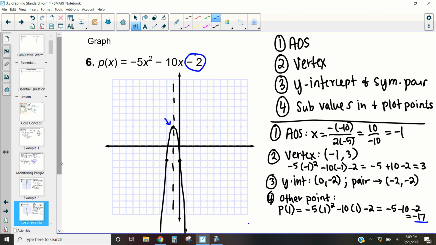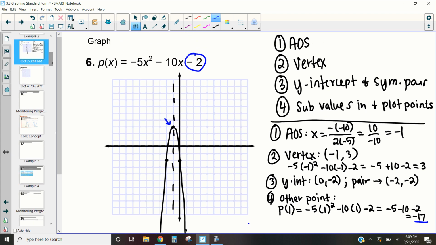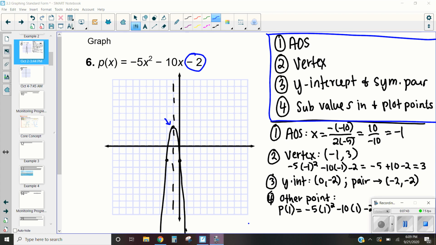So that is a quick review on how we are going to graph these. So remember, we have these steps here. We're going to start by finding our axis of symmetry. Then we're going to find our vertex, and we're going to graph our vertex, draw our axis of symmetry, then figure out where our y-intercept is, plot it, then figure out its symmetric pair. So what's the other one that's the same distance away? And then find one other point that will exist and plot that one and its symmetric pair together. And that is how we are going to graph these quadratic functions in standard form.